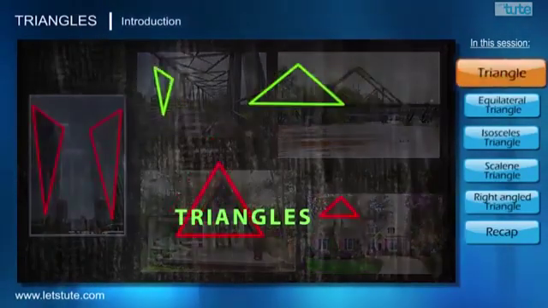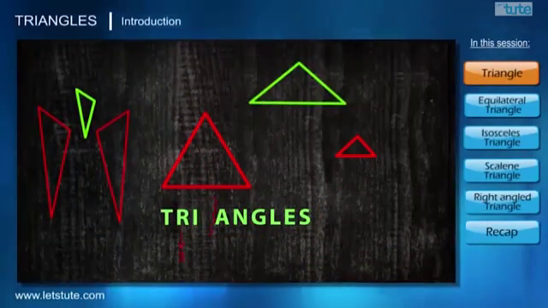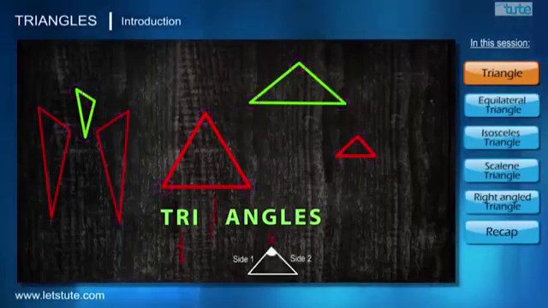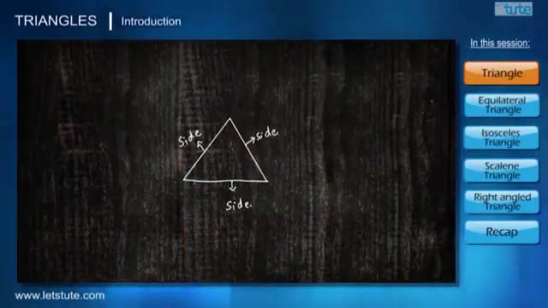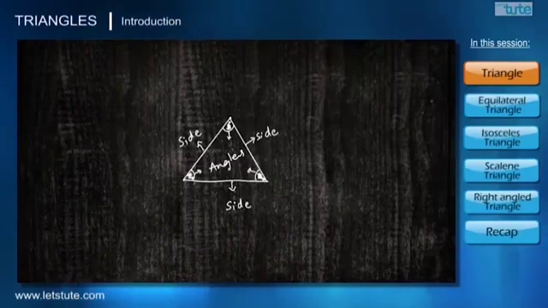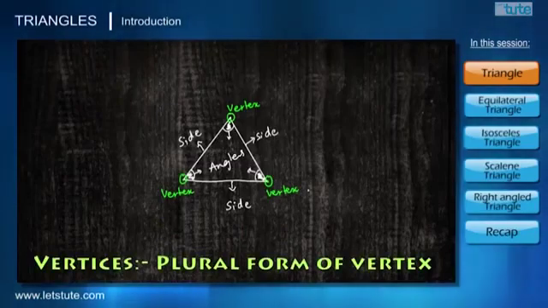That shape is the triangle. If we split the name triangle, tri means three and angles means the corners made by two sides. That means if a shape has three sides and they form three angles, then it is called a triangle. Triangles have three endpoints and each endpoint is called a vertex. All the endpoints together are called vertices.